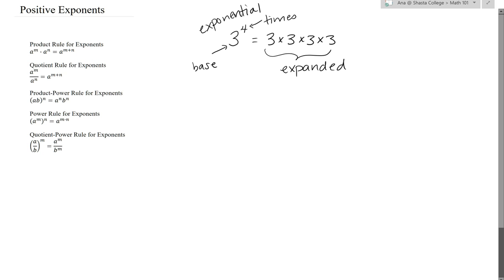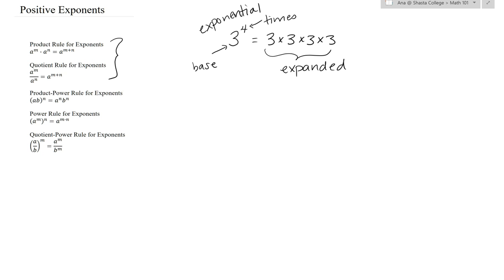There are 5 rules that we worked with in this lesson. We have the product rule, the quotient rule, the product power rule, the power rule, and the quotient power rule. Notice that in each of these rules, we have either the same base or 2 different bases to the same exponent. For the product rule and the quotient rule, I'm dealing with the same base raised to an exponent, and then there's some sort of operation. In the product rule, it's a multiplication. In the quotient rule, it is a division.